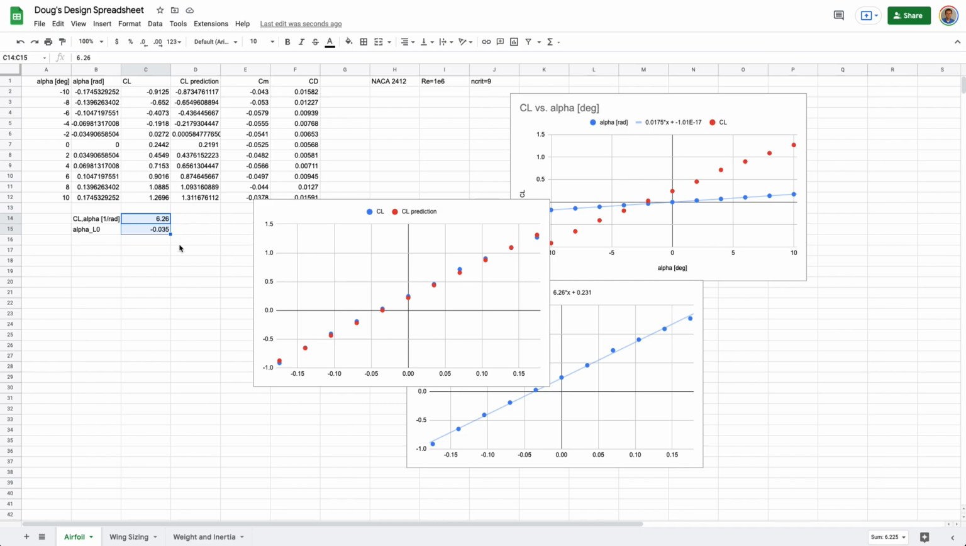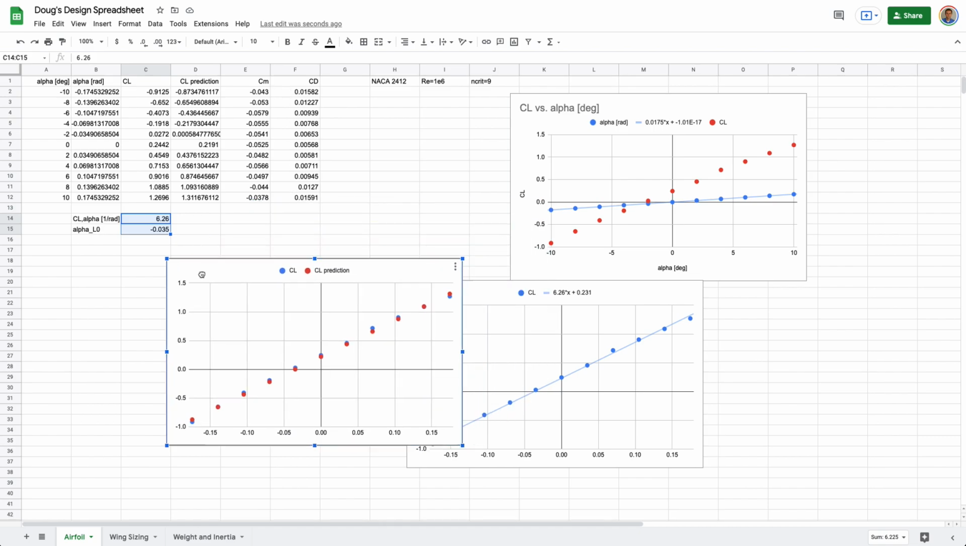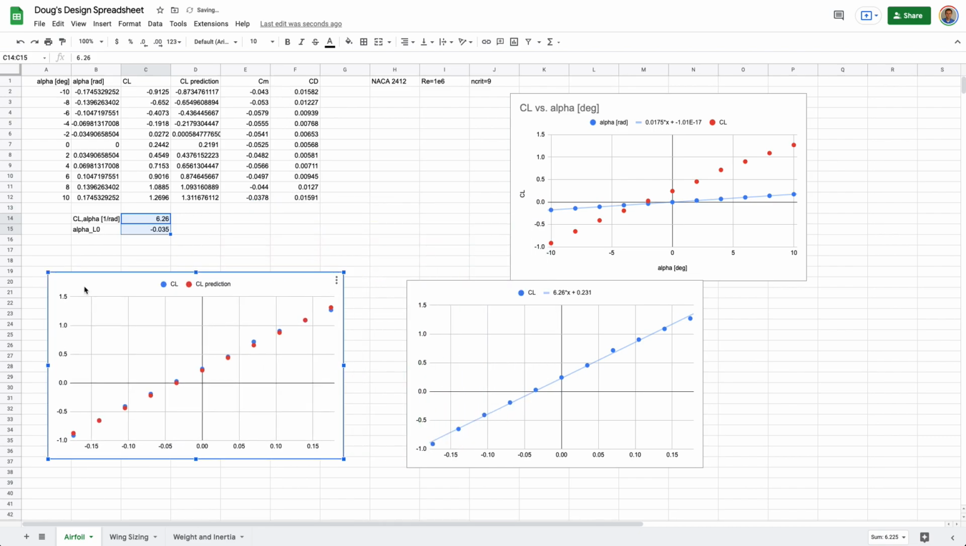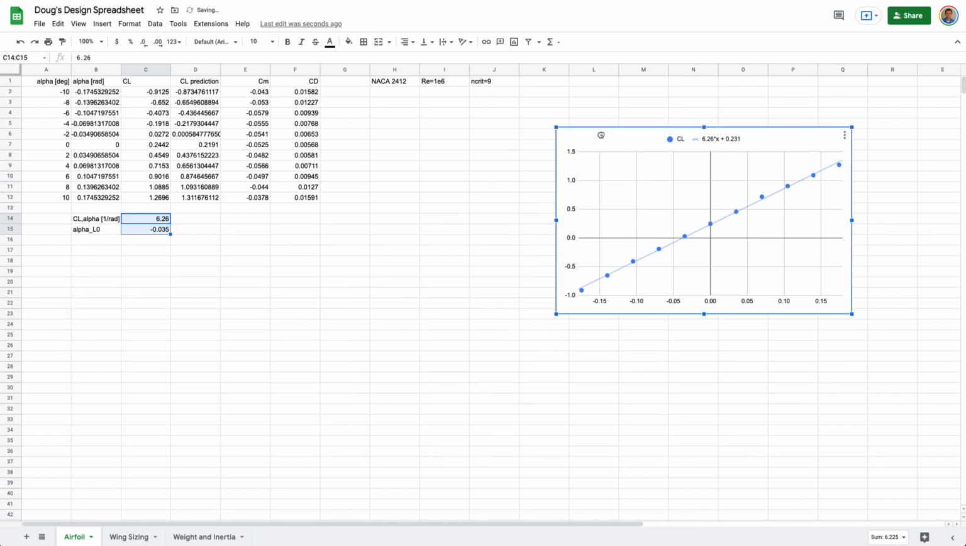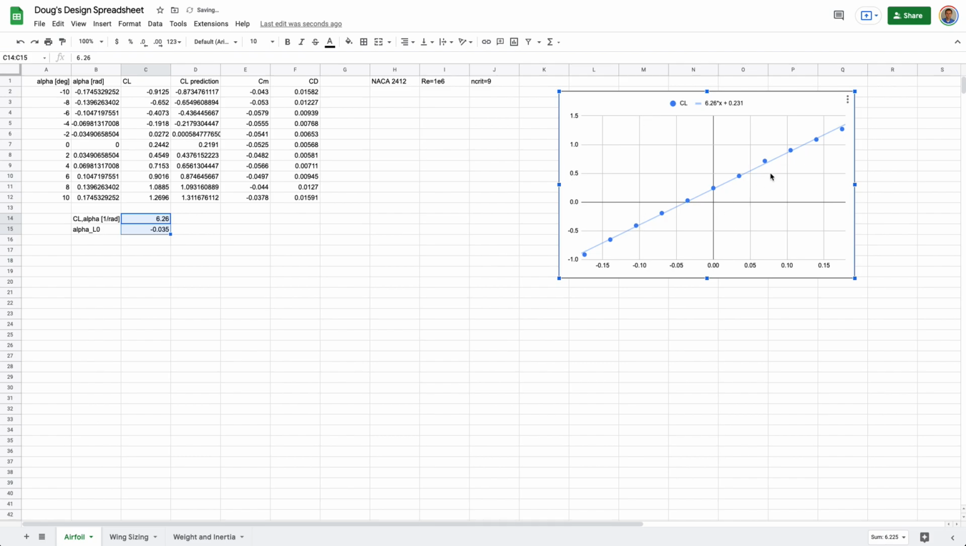Okay, so that's our lift coefficient. Now I'm actually going to jump over to the drag coefficient next, and I'm going to get rid of a few of these plots. Okay, so this is my most general trend line through that lift coefficient. We'll keep that up there.